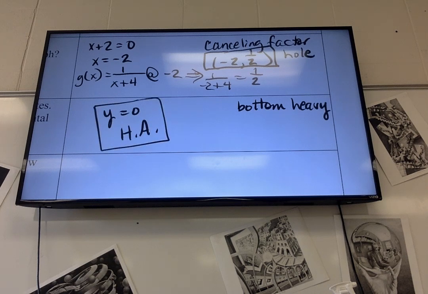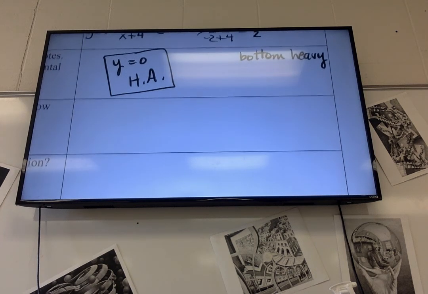So actually, bottom heavy is the easiest. There's no work at all with bottom heavy. It's just y equals 0. Boom. That's it. Now we're going to move on to the zeros, which is kind of tricky.